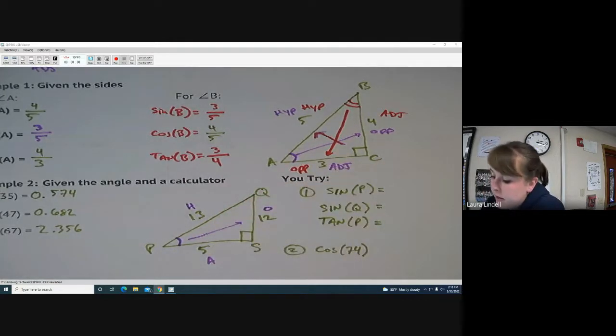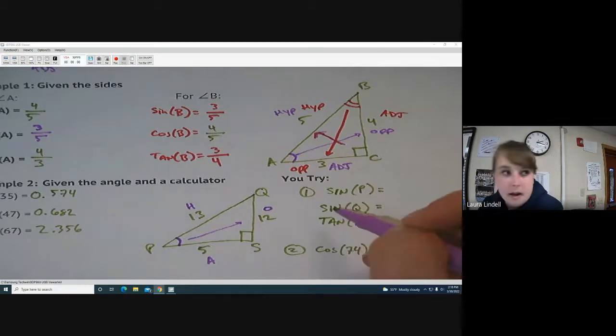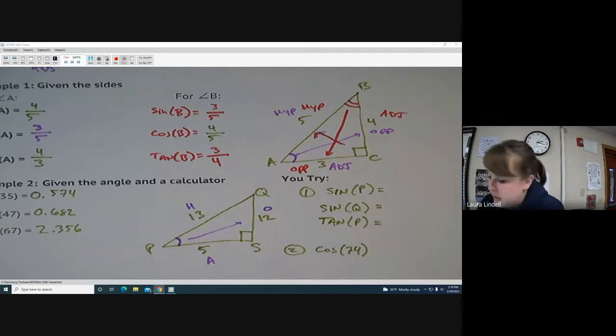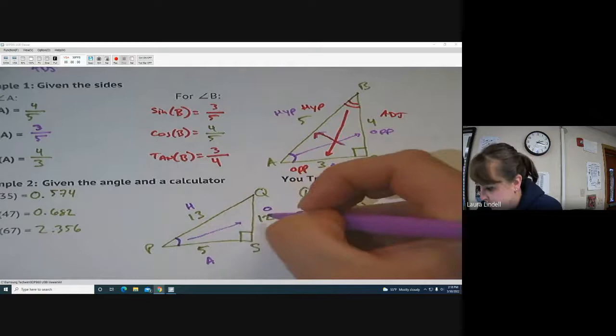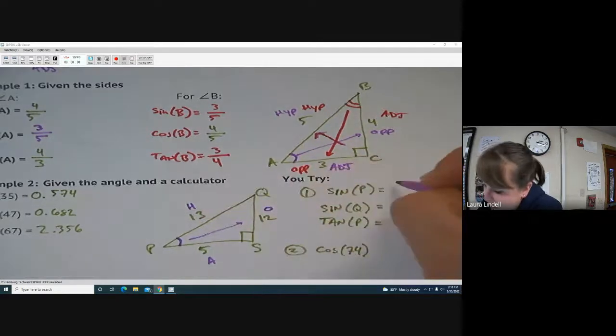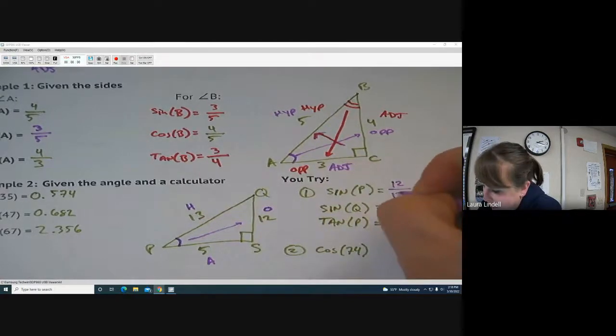So sine is opposite over hypotenuse. So opposite and hypotenuse are 12 and 13. So 12 over 13.